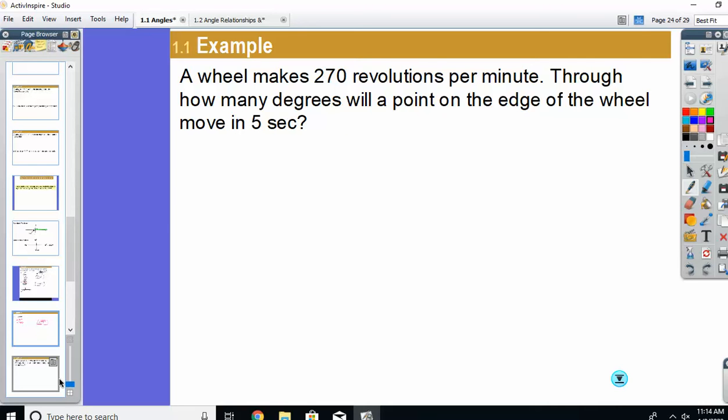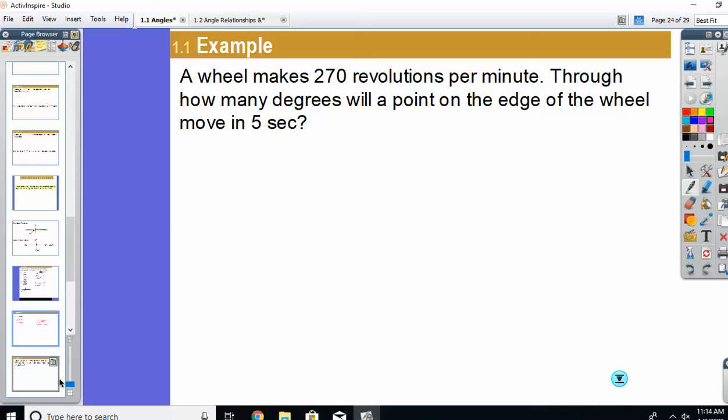So a wheel makes 270 revolutions per minute. What do I mean when I say revolution? Full 360 degrees, all the way around the circle. Through how many degrees will a point on the edge of the wheel move in 5 seconds? So basically I've given you the speed and I'm wanting you to tell me how many degrees it's going to move. So there are different ways of doing this.